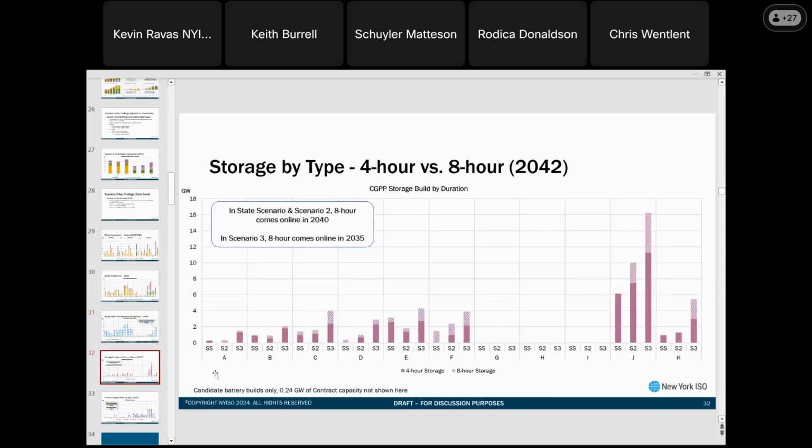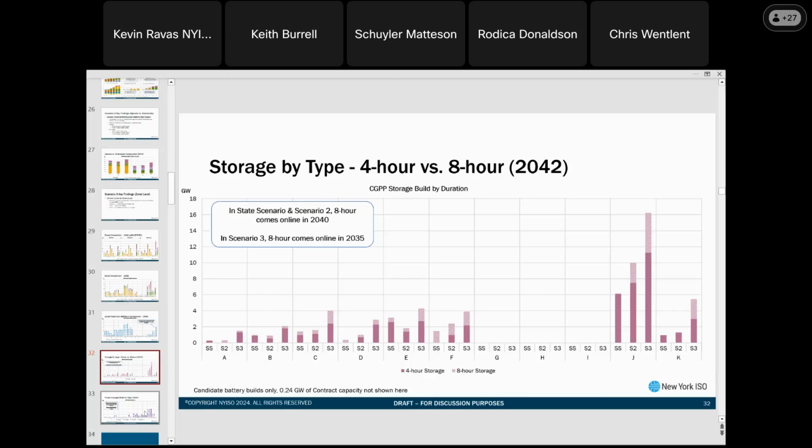And this is showing the storage breakdown by scenario, but also breaking it down from 4-hour and 8-hour storage. So you can see more 8-hour storage being built in this case and coming online a little bit earlier, as opposed to 2040 in the state scenario. In scenario 2, the 8 hours now coming online in 2035.